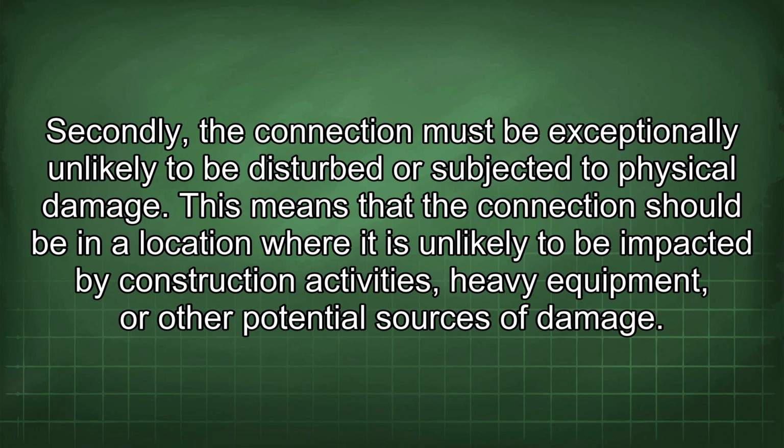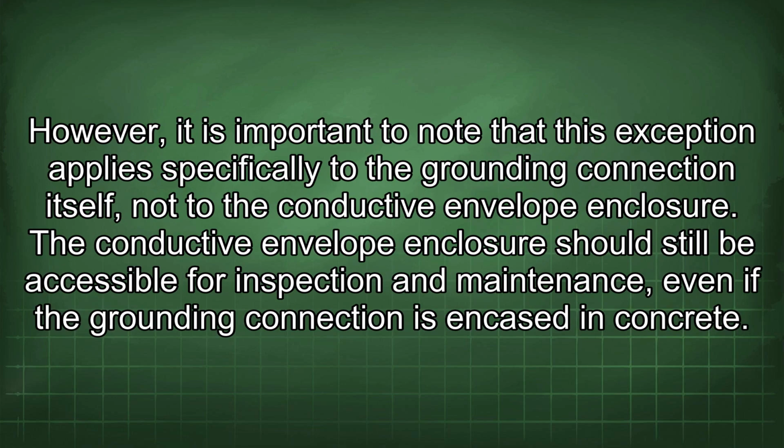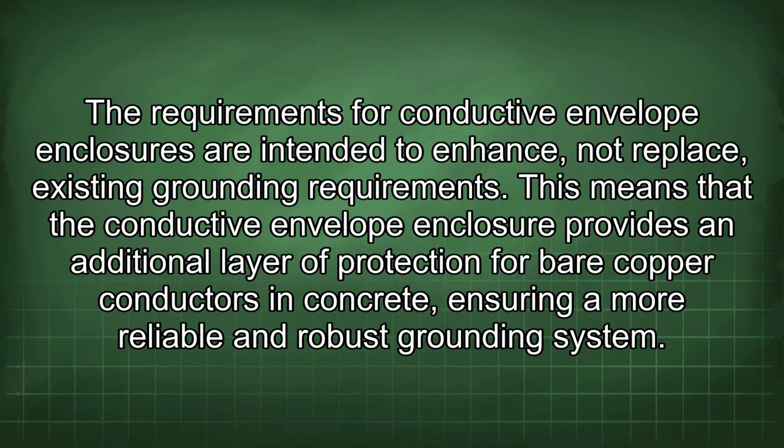This means that the connection should be in a location where it is unlikely to be impacted by construction activities, heavy equipment, or other potential sources of damage. However, it is important to note that this exception applies specifically to the grounding connection itself, not to the conductive envelope enclosure. The conductive envelope enclosure should still be accessible for inspection and maintenance, even if the grounding connection is encased in concrete. The requirements for conductive envelope enclosures are intended to enhance, not replace, existing grounding requirements.